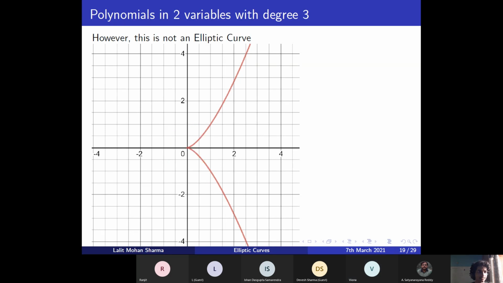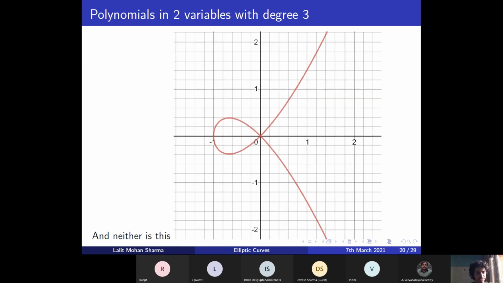It turns out that this is not an elliptic curve, and I'll tell you why it is not an elliptic curve, and this is again not an elliptic curve. In the Weierstrass form, you can find equations which have two intersection points, but they would not be smooth. That's why it's not an elliptic curve, because we were considering elliptic curves that are smooth.